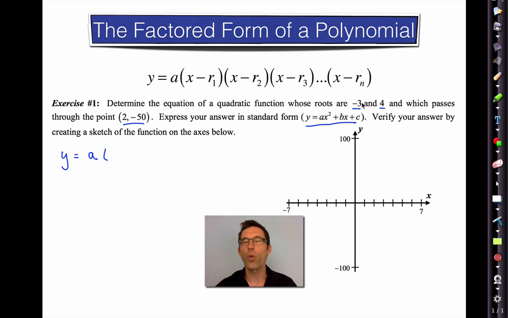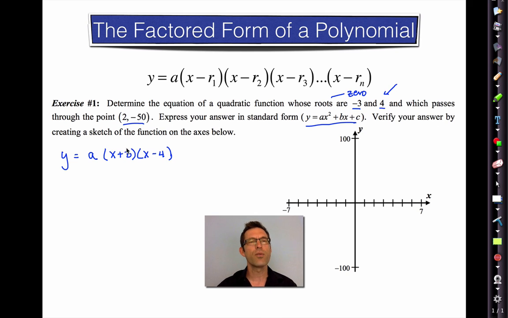What I do know is in order to have a root or a zero or an x-intercept of -3, I would have to have a factor of x plus 3. In order to have a root or zero or x-intercept of 4, I would have to have a factor of x minus 4. So this is the factored form of that. Now what I don't know yet is the value of a. I could multiply all of this out first and then find the value of a, but I've always found for myself and my students that it's easiest right now to find that value of a.